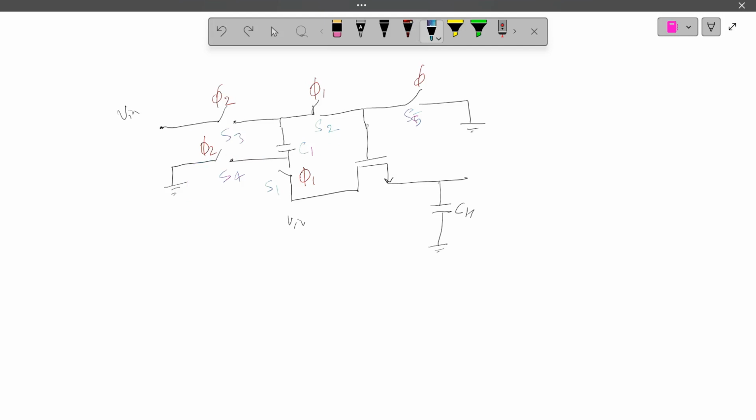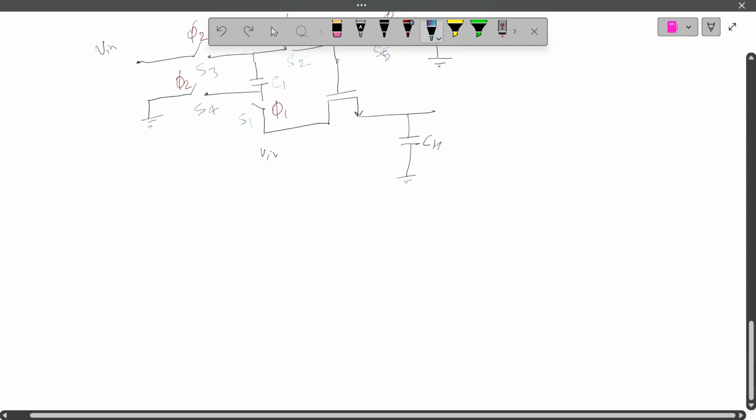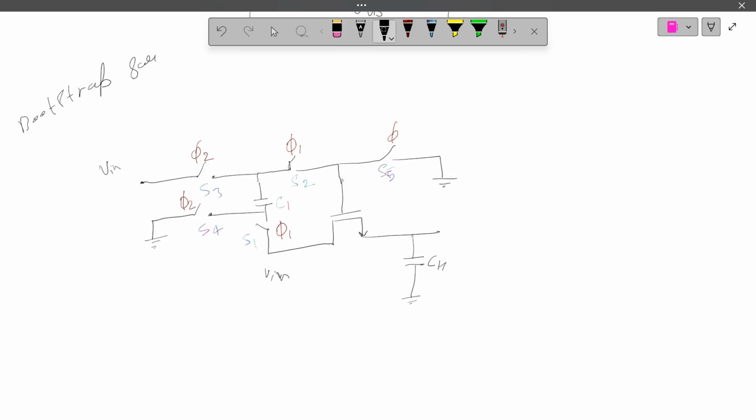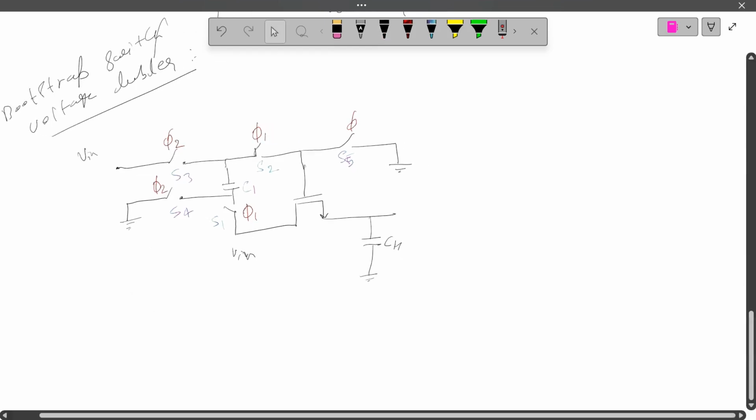So this is the VN here, and this is the bootstrap switch. This kind of switches we define as bootstrap switches, voltage doubler, right? This is a sampling switch.